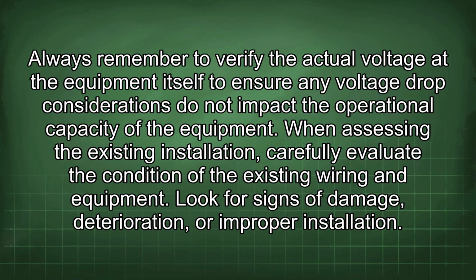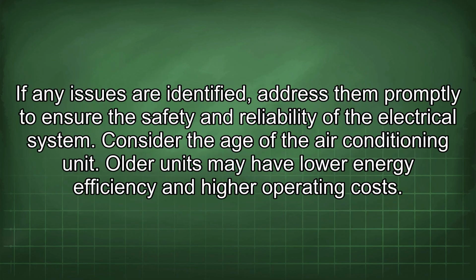When assessing the existing installation, carefully evaluate the condition of the existing wiring and equipment. Look for signs of damage, deterioration, or improper installation. If any issues are identified, address them promptly to ensure the safety and reliability of the electrical system. Consider the age of the air conditioning unit. Older units may have lower energy efficiency and higher operating costs.